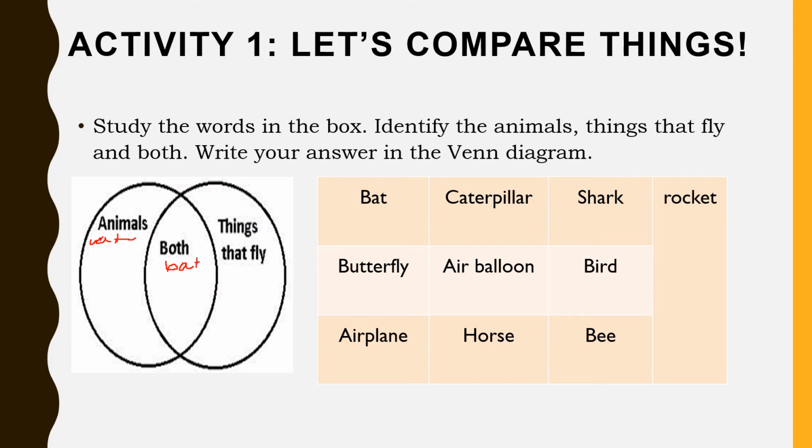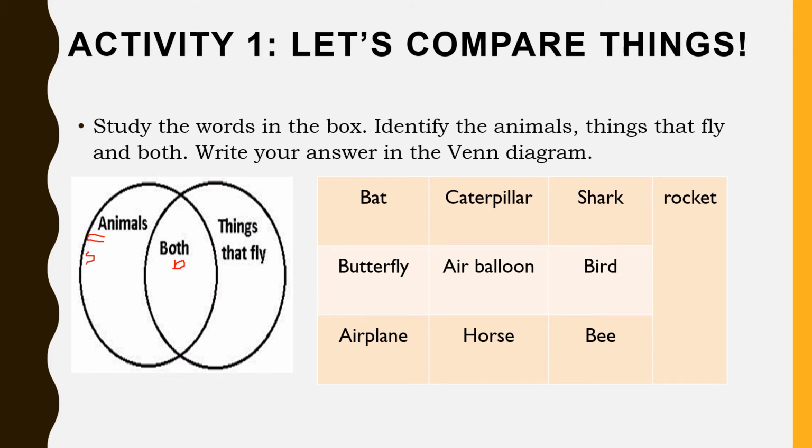The best thing maybe we could just write their first letter, no? So that it could be easy for me. Basta I'm telling you naman what's the answer here. So this is caterpillar, stands for C. And then shark. Does the shark fly? No, it only swims. So S for shark.